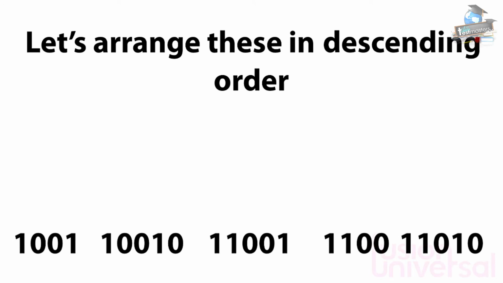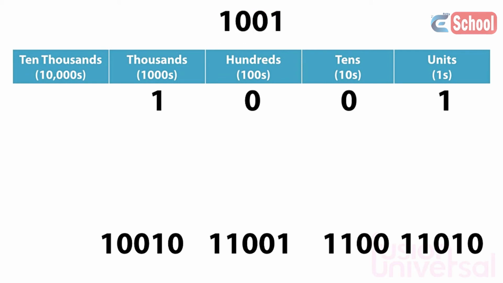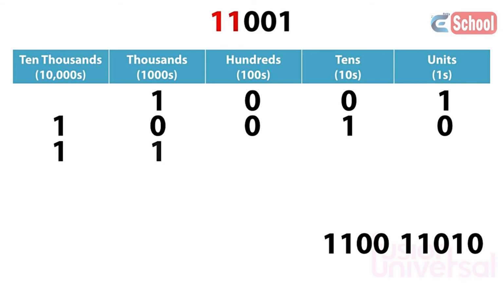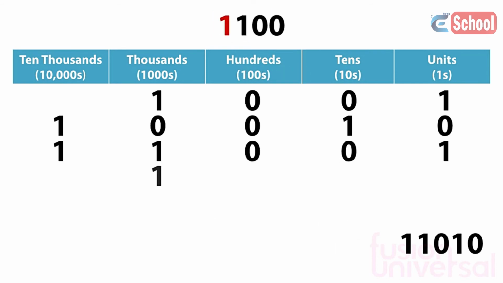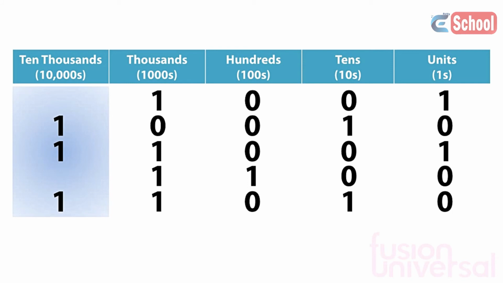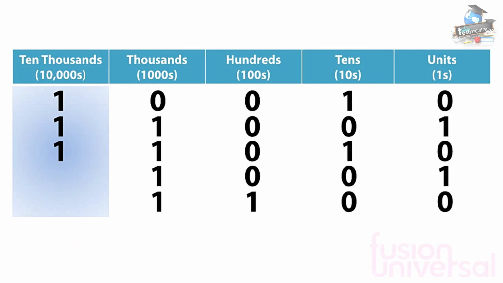Once again, let's put these numbers into a table. 1001, 10,010, 11,001, 1,100, and 11,010. Because we are looking at the largest number first, we look at the 10,000s column. And we can see the largest number is 1, so we select these first and put them at the top of the table.